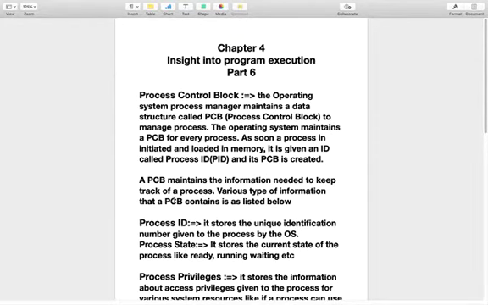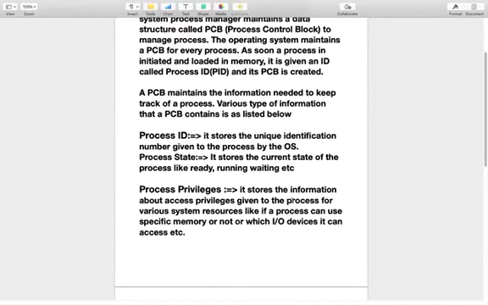Various types of information that the PCB contains are listed below. So a PCB contains a lot of information about a process. First is process ID. It stores the unique identification number given to the process by the operating system. Second is process state. It stores the current state of the process. Like in the previous video, we learned process states like start, ready, running, waiting, and terminated. All this information is stored in this block.